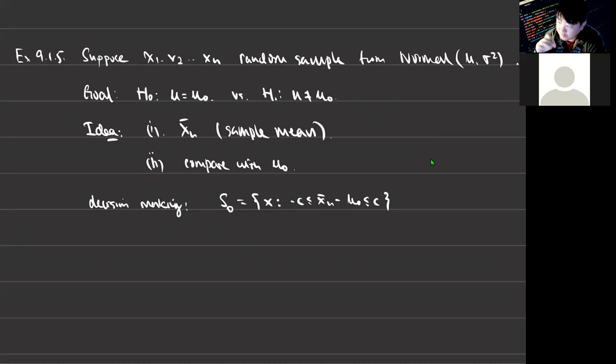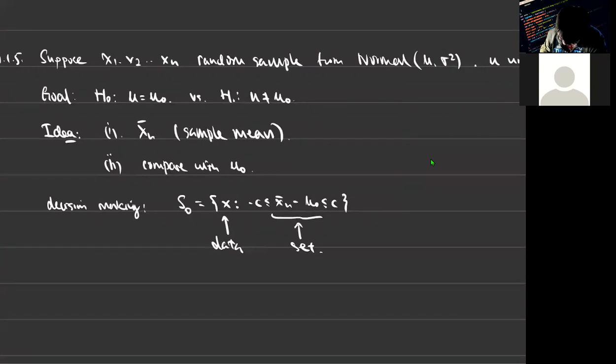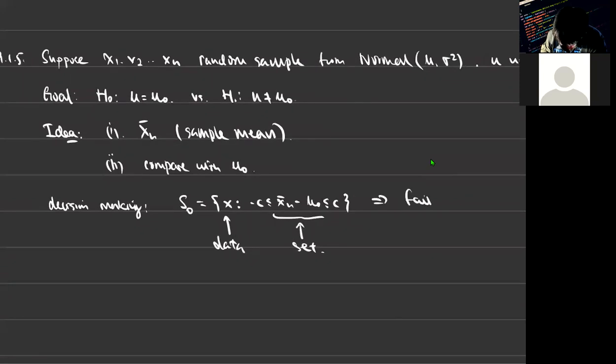So if the difference of Xn bar and mu naught is within the set. So this X is our data, by the way. And technically speaking, this is your set. So the group of data that we have, this X, such that it makes Xn bar minus mu naught within this range minus C and plus C, then we fail to reject the null hypothesis. So that's the decision-making process here.